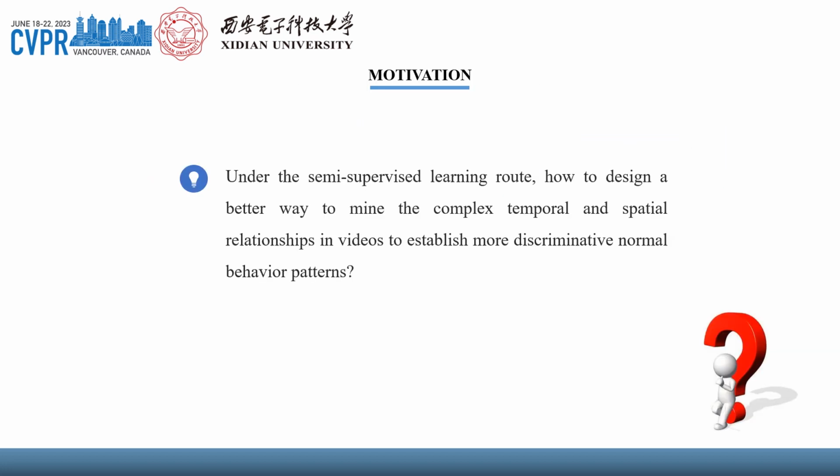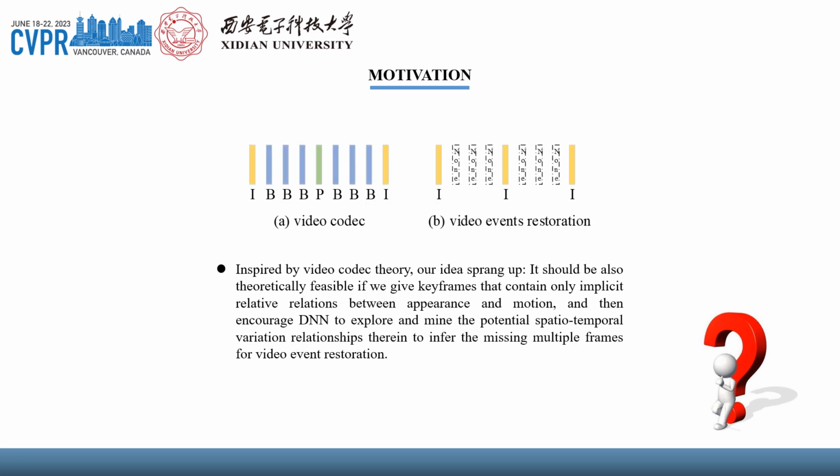Faced with these limitations, our motivation emerges: under the semi-supervised learning route, how to design a better way to mine the complex temporal and spatial relationships in videos to establish more discriminative normal behavior patterns? Inspired by video codec theory, we propose a brand new video anomaly detection paradigm, video event restoration, based on keyframes for video anomaly detection. In the video codec, three types of frames are utilized, namely I-frame, P-frame, and B-frame. Based on these three types of frames containing explicit appearance and motion relative relationships, the video can be decoded.